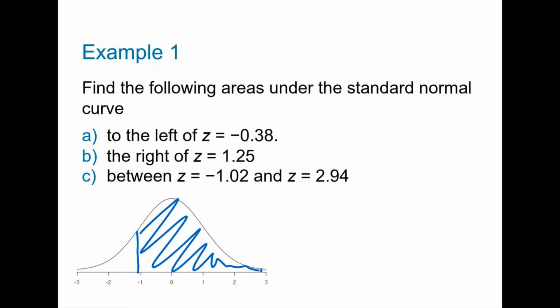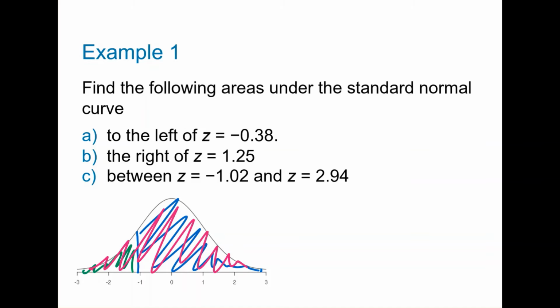Remember that table 5 only gives us areas to the left. This green area is the area to the left of negative 1.02. The pink area is the area to the left of z equals 2.94. Notice that the area that we're trying to find is the pink minus the green area. So to compute the area between these two values, we will subtract the green area from the pink area.